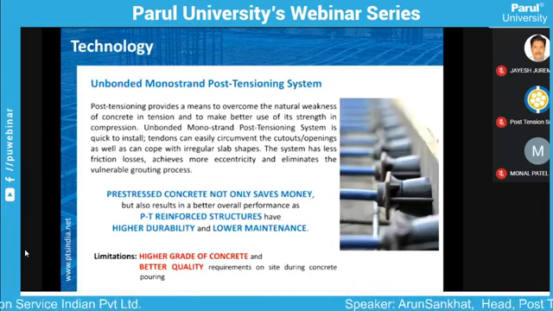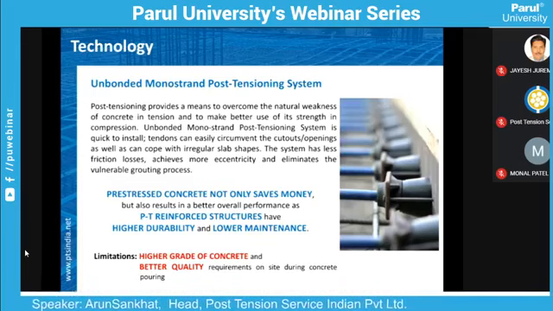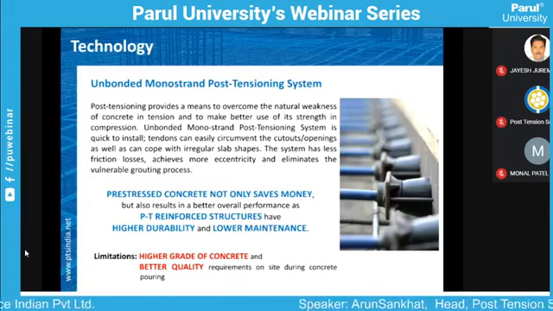So this is an icon of the unbonded PT system, wherein you can see the anchorage part of the PT system. A blue color cable is passing through the slab or beam. There is an anchorage at the end of the cable, at the end of the element, and at the end you have this kind of anchorage assembly.